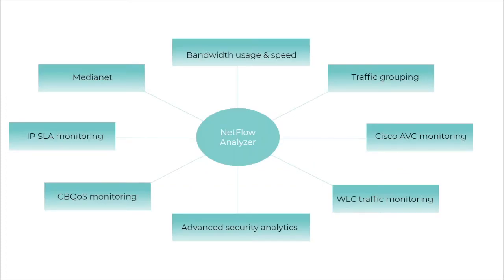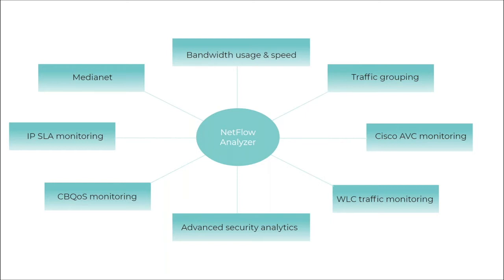So what are the different things that the product can do? Looking into the feature set, first and foremost, we can tell you about the bandwidth usage and speed across your network. This can be for different devices and for different interfaces. So we'll break down the traffic in that way and show you the information.